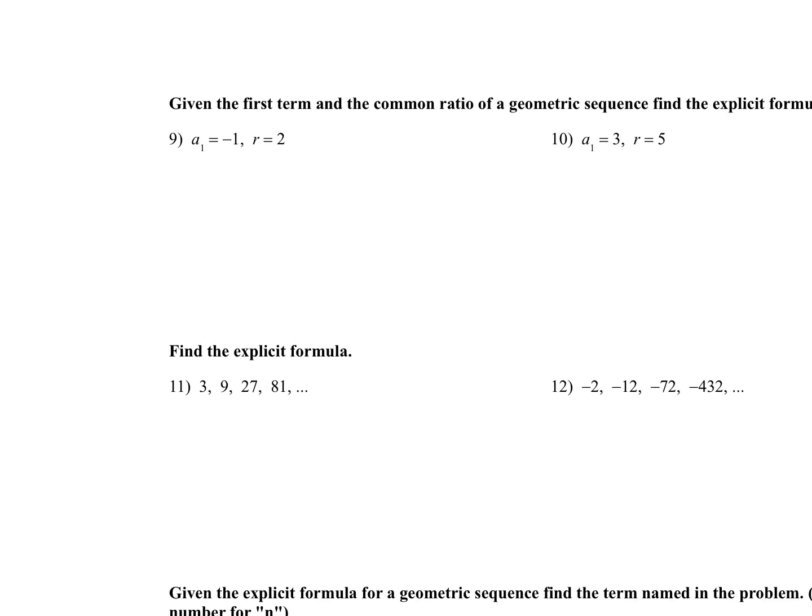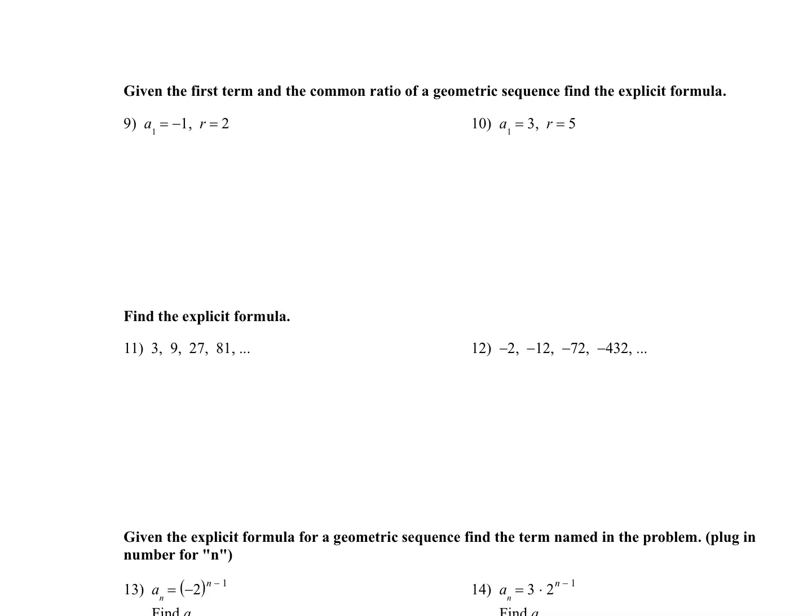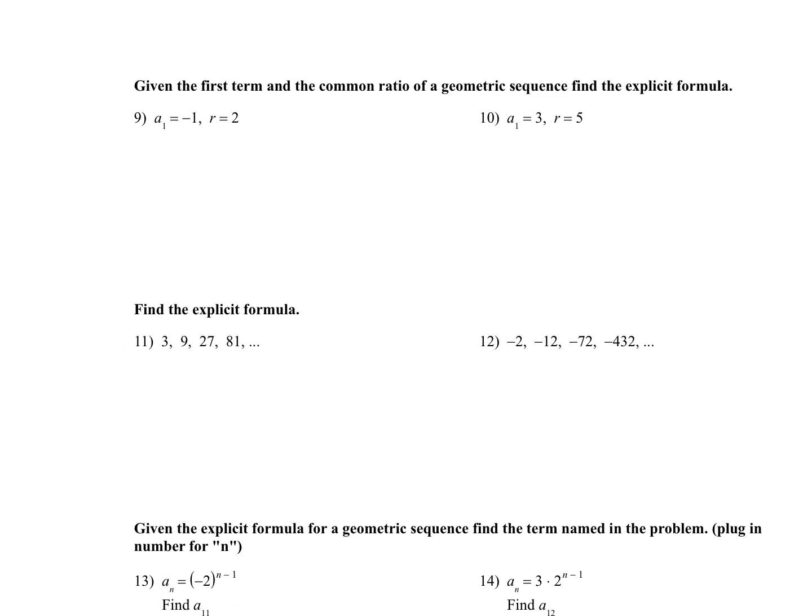So, 9 and 10, it says, given the first term and the common ratio, find the explicit formula. Well, we're getting used to it still, so I'm going to write it for you again. The explicit formula for the geometric sequence: a sub n is equal to a1 times r to the n minus 1. Now, I'm going to bring something up, and it hasn't happened yet, but it's going to eventually happen. What am I doing every time I write r? Putting it in parentheses. Here's why.